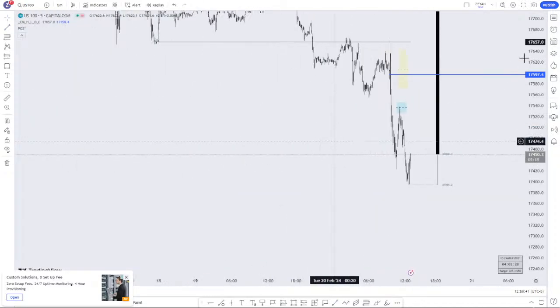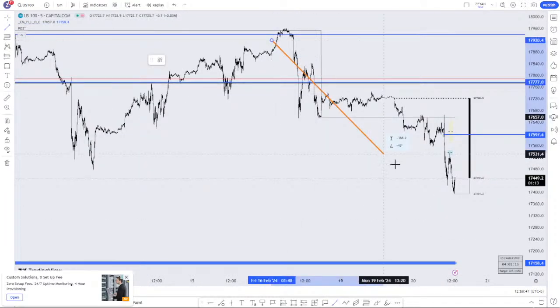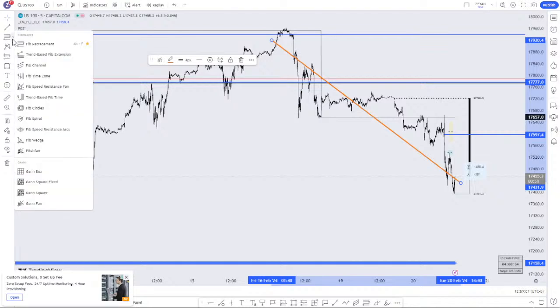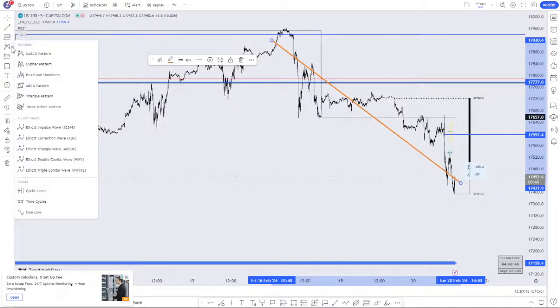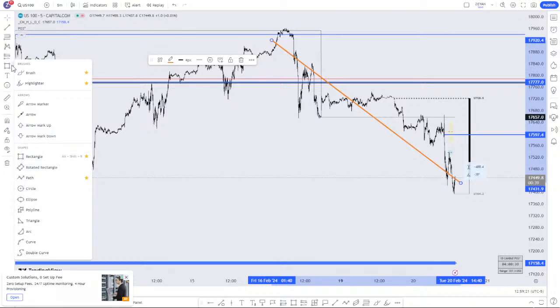Okay, so what I was saying was the slope, right? So this is a slope, a general slope, okay? Not a fib channel, it's just a single channel.